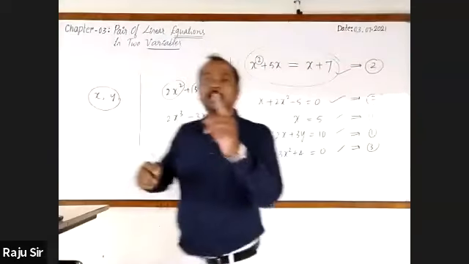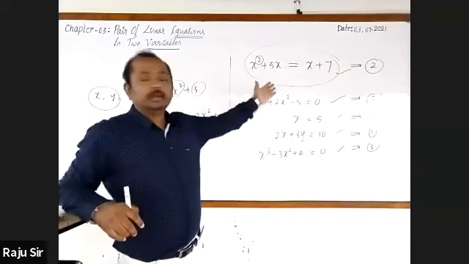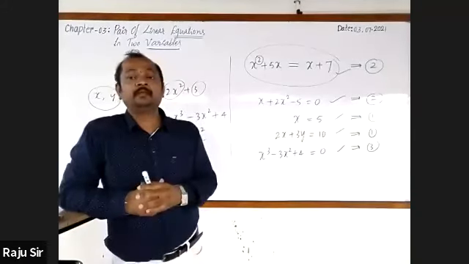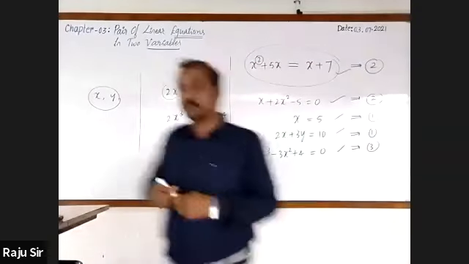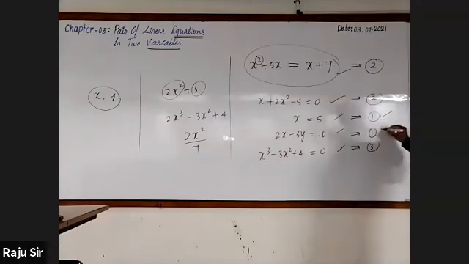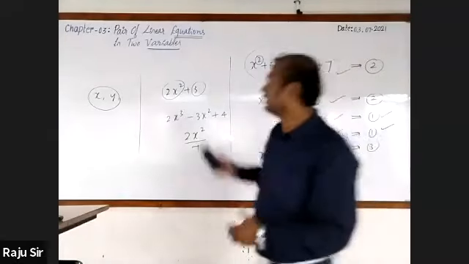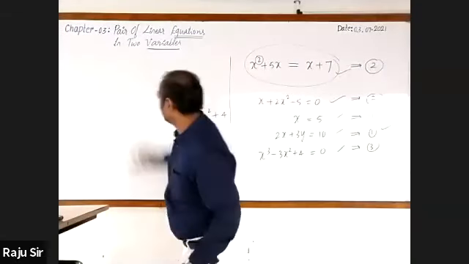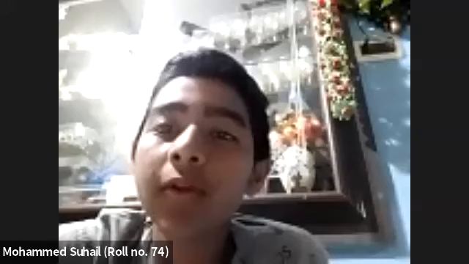Once more, the highest power of the variable involved in the equation is called the degree of the equation. So based on the degree, we will classify equations into some types. I'm going to take an equation of degree 1. Such equations are called linear equations. An equation of degree 1 is called a linear equation.